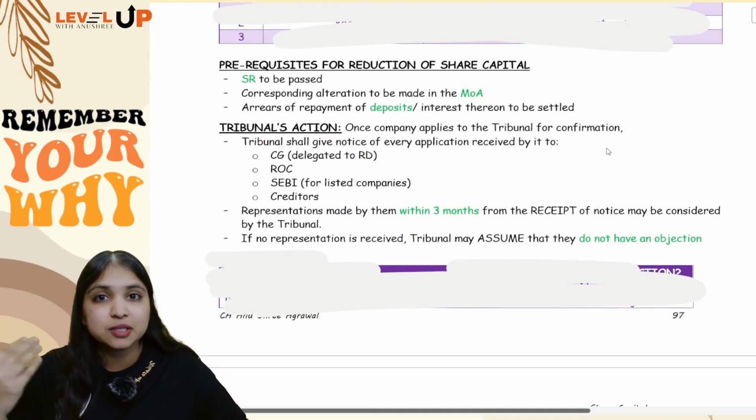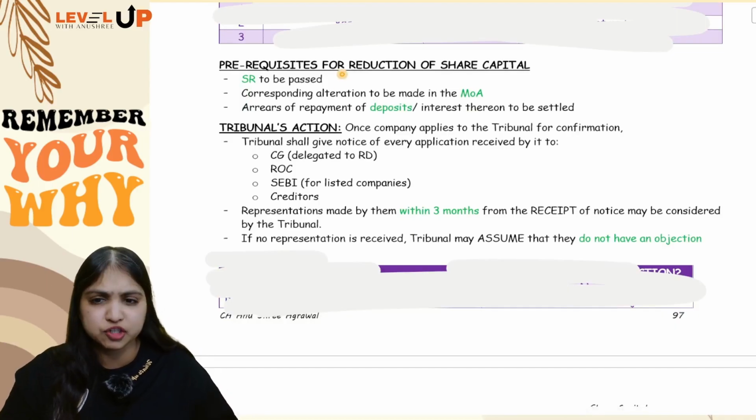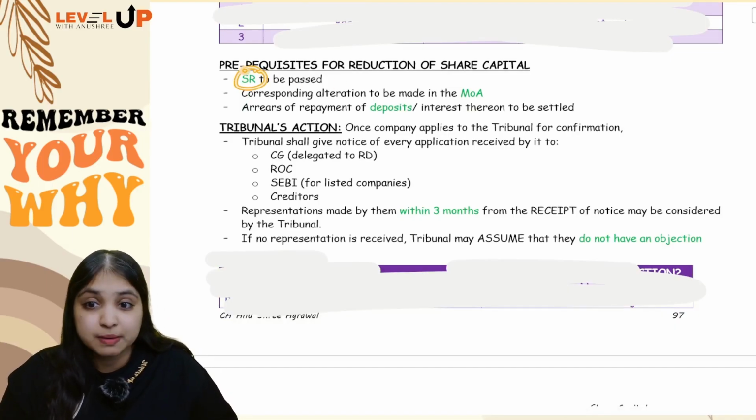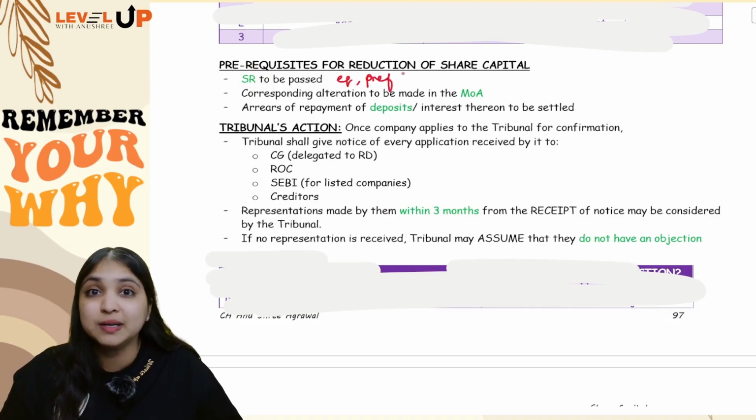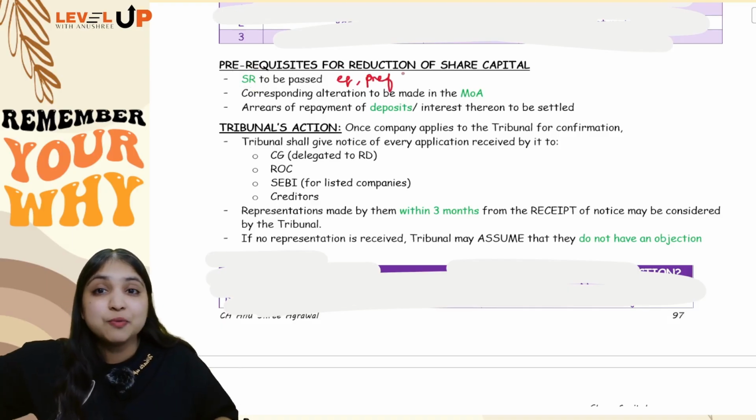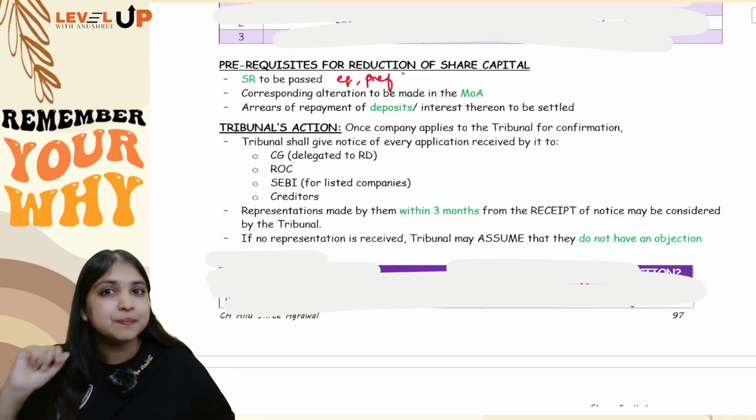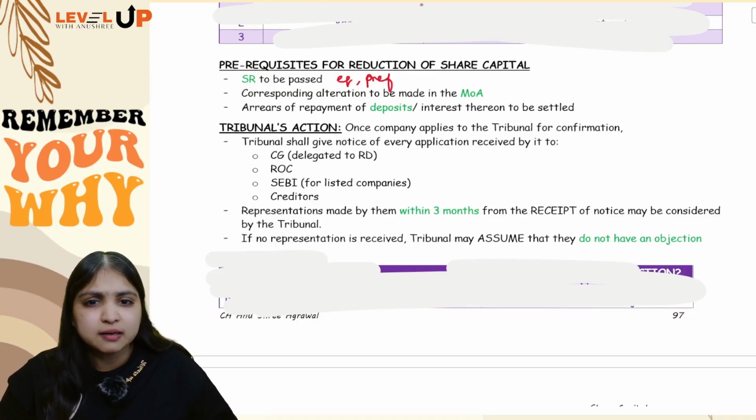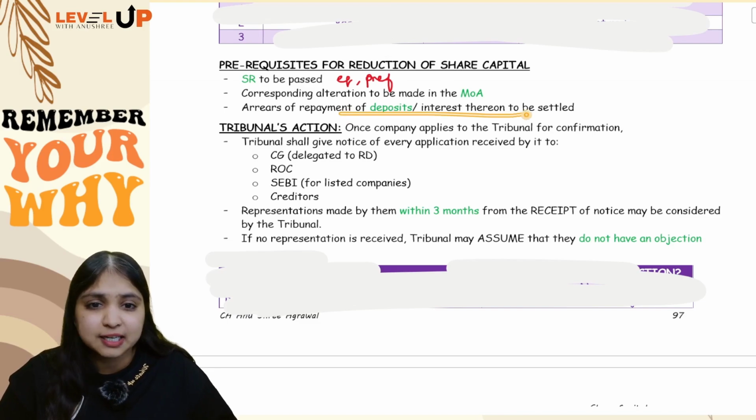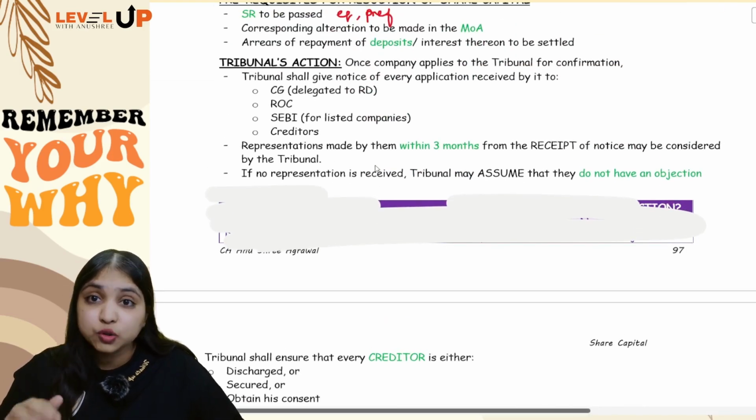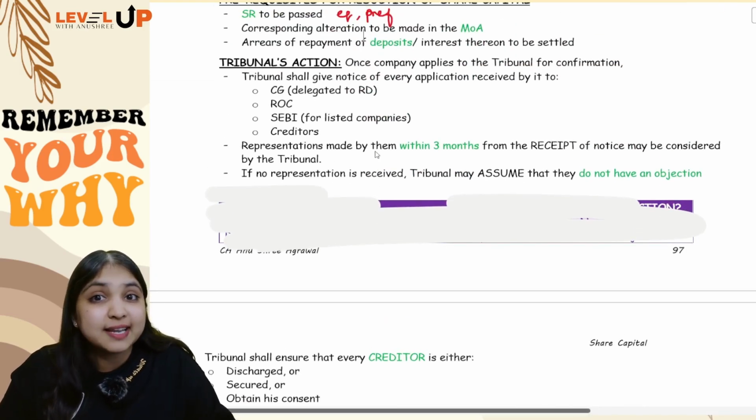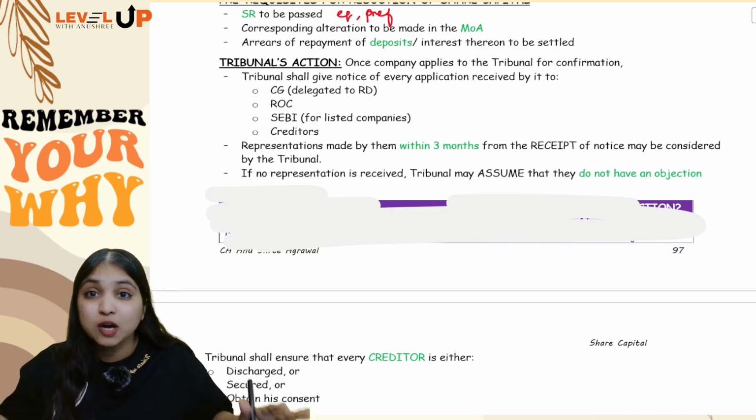Then we had learnt about the entire process with respect to reduction. First of all, a special resolution has to be passed. To pass the special resolution, equity shareholders and preference shareholders both will get voting right, because we've already spoken about this point in section 47, voting right of shareholders. Then there should not be any subsisting default relating to deposits, and to do this reduction of capital, we also need NCLT's approval. So for this, we had drawn one nice diagram.